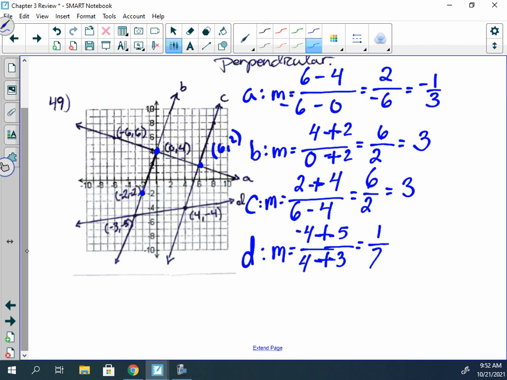Now, D is parallel to C. Now, the opposite reciprocal of 3: opposite would make it negative, and 3 would become 1/3. So B is perpendicular to A. Well, C would also be perpendicular to A by the same reasoning. But really, if a line is perpendicular to one line, and that line's parallel to another, most likely they're also going to be perpendicular.